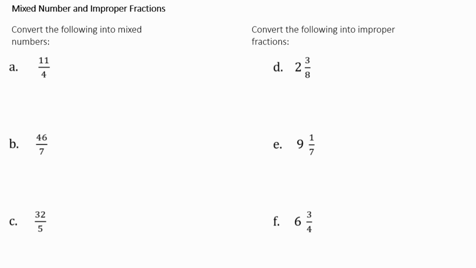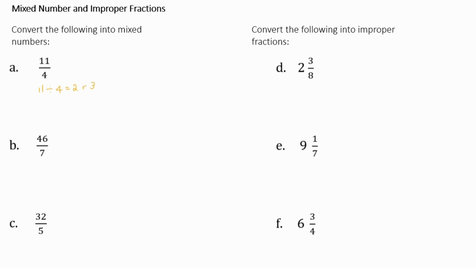Part A, we have 11 over 4. So to convert that into a mixed number, we are going to divide 11 divided by 4. And that gives us 2, remainder 3. 2 is going to be our whole number, and the 3 goes in the numerator, and the 4 goes in the denominator.